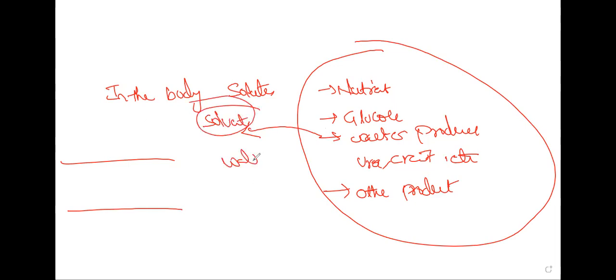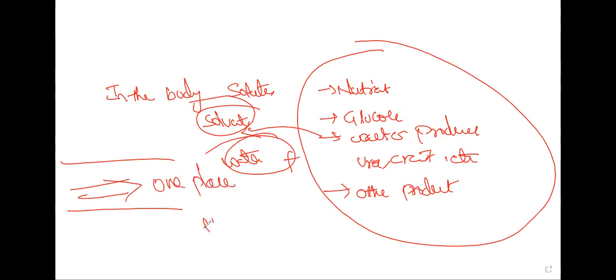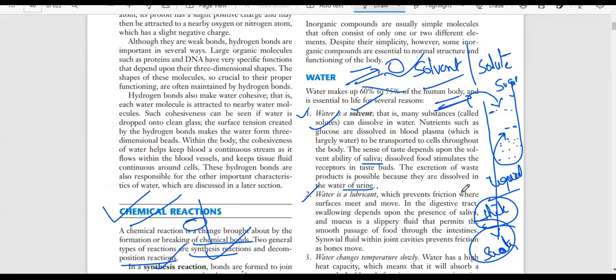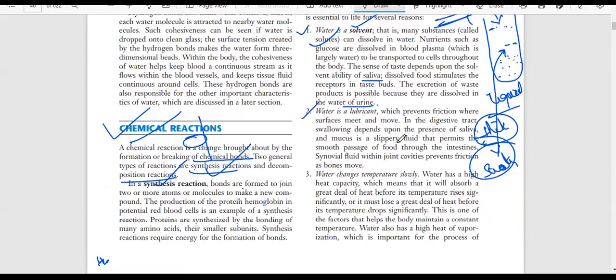So water is the solvent. All these solutes are dissolved in the water and easily travel from one place to another with the help of the heart. So that's the reason in our body we have water in large quantity. I think you're able to understand.